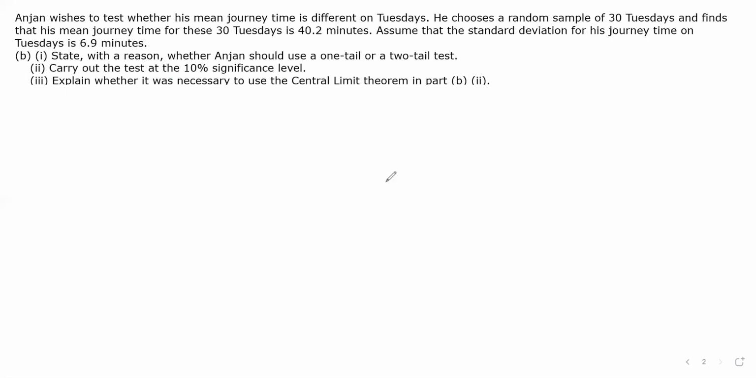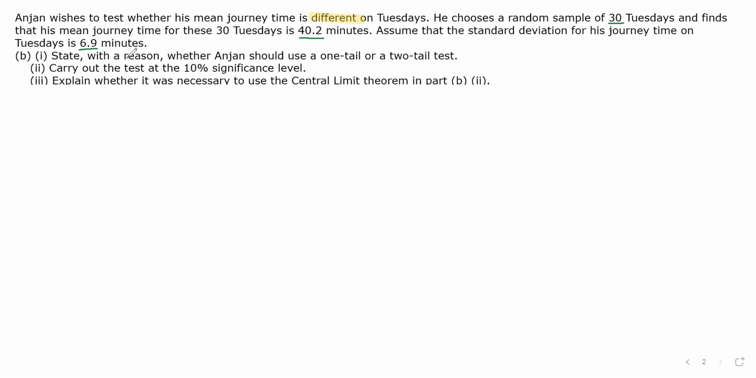Engine wishes to test whether his mean journey time is different on Tuesdays. He chooses a random sample of 30 Tuesdays and finds that his mean journey time for these 30 Tuesdays is 40.2 minutes. Assume that the standard deviation for his journey time on Tuesdays is 6.9 minutes, the same as the standard deviation for his journey time on Mondays.